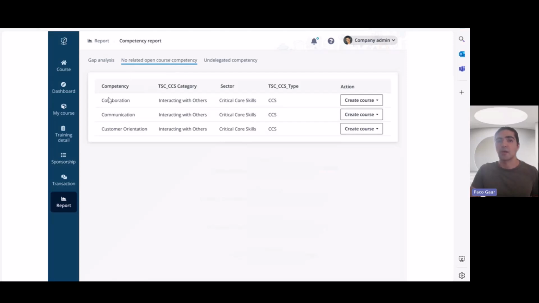And he can also see whether there are any missing courses. So for example, for competencies such as collaboration and communication, there are currently no courses available in the system for the users. And so Matt can either create a course from scratch, or he can integrate with a third-party training provider, such as Udemy, LinkedIn Learning, or Combined Knowledge, to directly provide courses to users.